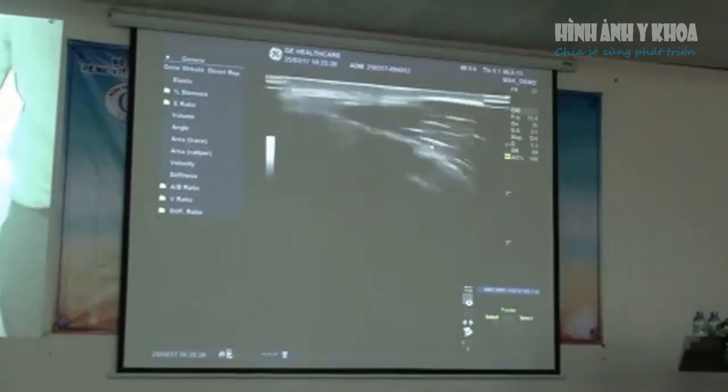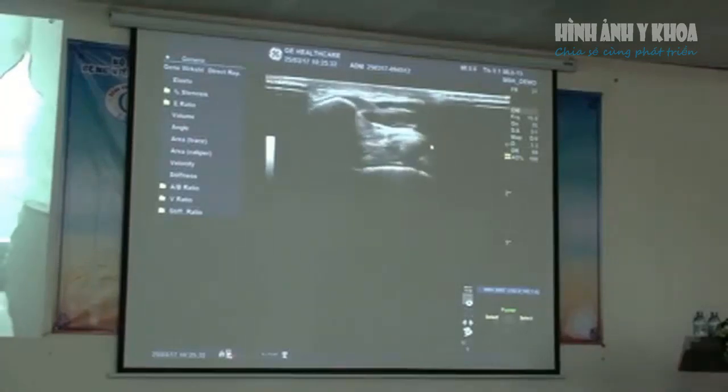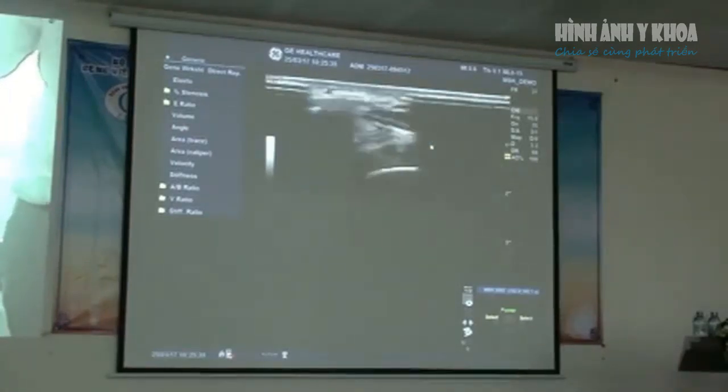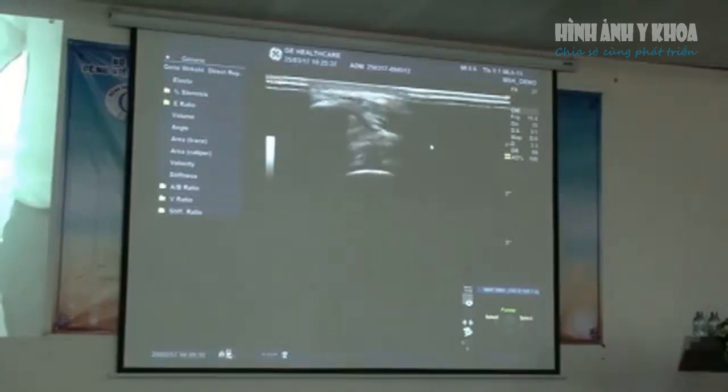The other way that you can check for impingement is just by getting them to bring their arm up. So you start with the probe. Ask the patient to raise their arm.